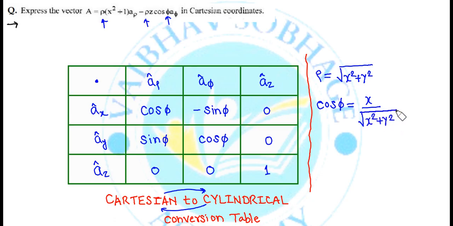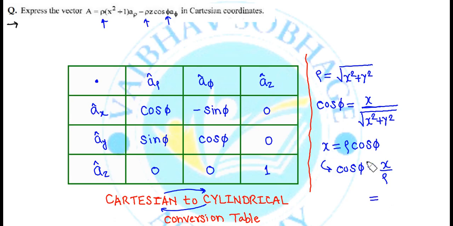Now you might get confused how this comes over there. If you have gone through the cylindrical coordinate system, we have x as rho cos of phi. Okay, fine. Now from this one, what can you get? Cos phi will be x divided by rho.